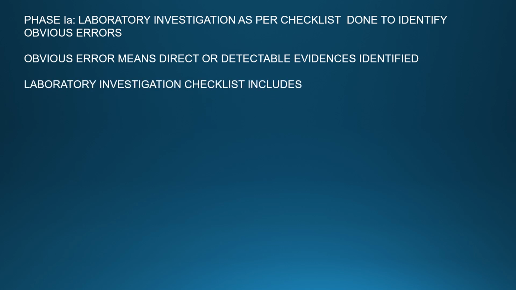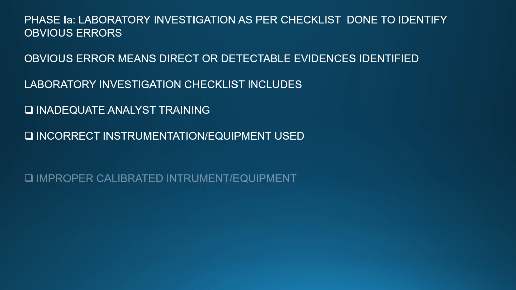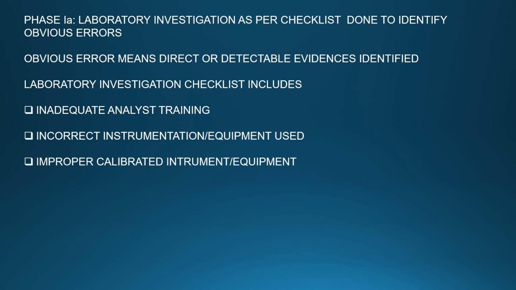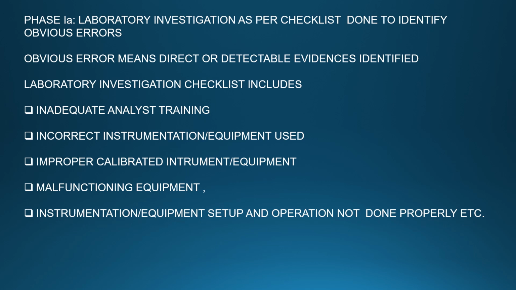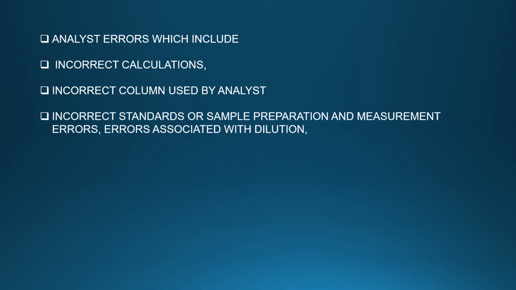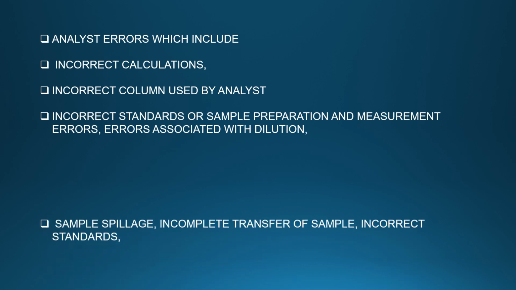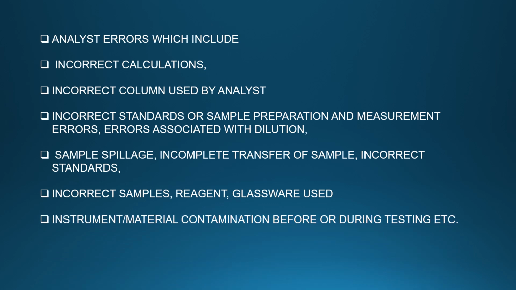The laboratory investigation checklist includes inadequate analyst training, incorrect instrumentation or equipment used, improperly calibrated instrument or equipment, malfunctioning of equipment, instrumentation or equipment setup and operation not done properly, etc. Analyst error includes incorrect calculation, incorrect column used by the analyst, incorrect standard or sample preparation and measurement errors, errors associated with dilution, sample spillage, incomplete transfer of sample, incorrect standards, incorrect samples or reagents or glassware used, instrument or material contamination before or during testing, etc.